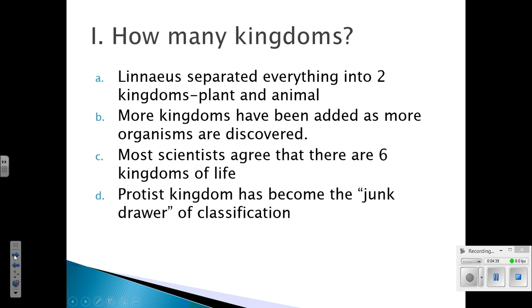The protist kingdom, which is the sixth one, is kind of the junk drawer of kingdoms. There are lots of things that we don't understand, and we don't really know where to put them. So the protist kingdom is kind of like that extra. There's a lot of things that don't really fit all the rules in that kingdom. They basically have to be a unicellular eukaryote in order to get in there, but sometimes they break those rules.